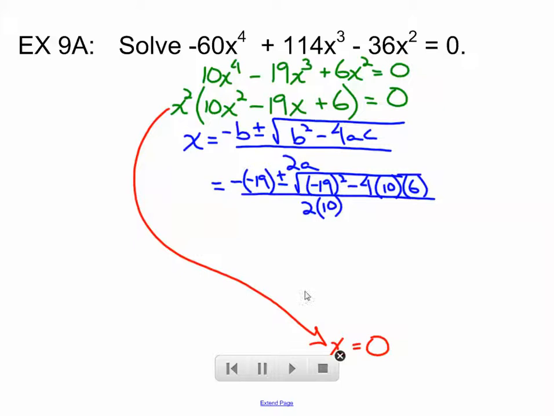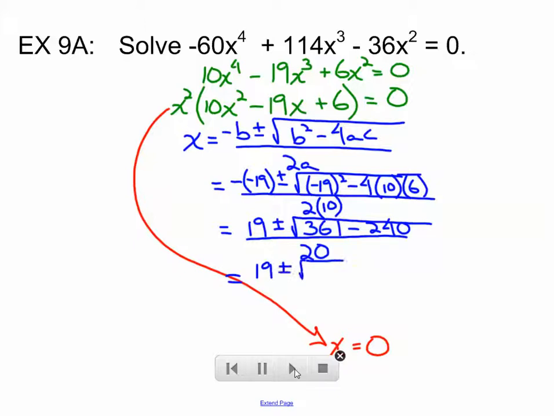All right, so there's the quadratic formula. I've substituted everything in. B is negative 19. A is 10. C is 6. Let's simplify this. The opposite of 19 is 19. Negative 19 squared is 361. Negative 4 times 10 times 6 is negative 240, and 2 times 10 is 20. Keep simplifying. 361 minus 240 is 121.